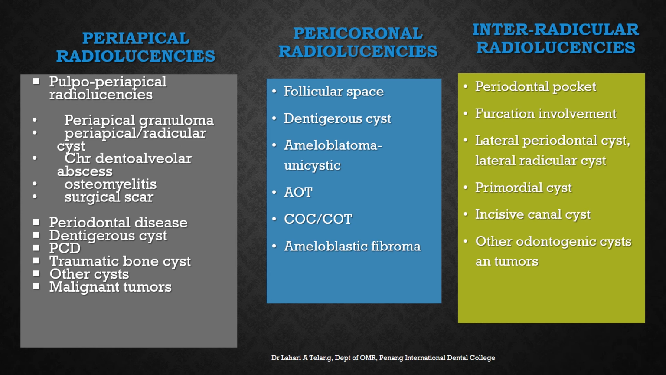On the other hand, pericoronal radiolucencies are generally the follicular space or the dentigerous cyst arising from around the crown of a tooth. It can also be ameloblastoma or CEOT or AOT. The interradicular radiolucencies, generally arising in between the roots, are due to a periodontal pocket or furcation involvement, or sometimes a periodontal cyst, or even incisive canal cyst in the maxillary anterior region.